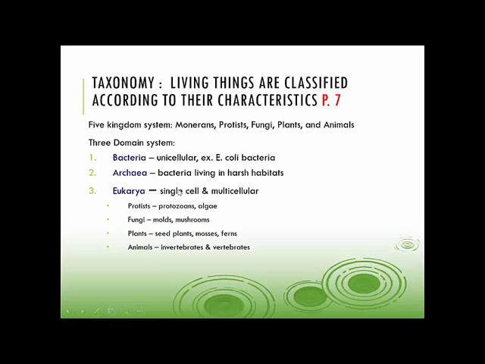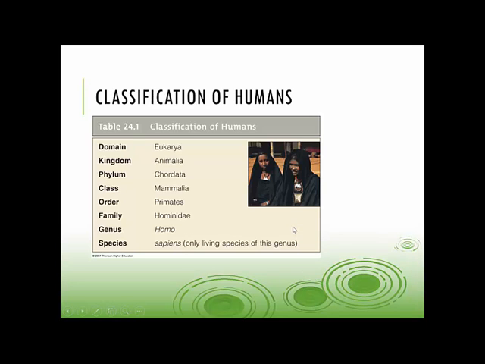Archaea is bacteria living in harsh habitats such as where there's no light, in very harsh, high salt conditions, or in dark chemical environments where there's like a lot of methane. And here you would find like blue-green algae. Eukarya is single cell and multicellular. So you have protists, fungi, plants, and animals.